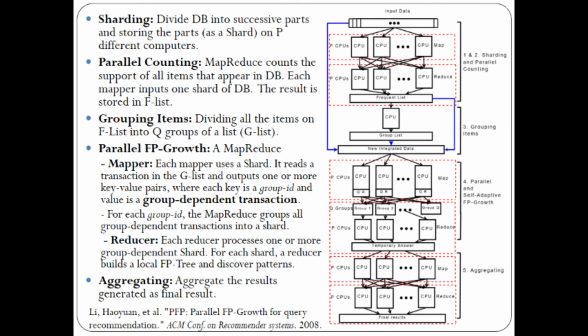And how do you do it? For each shard, each shard is used by a mapper for processing the G list. So the G list is stored in the shard, and this shard is used and processed with key value pairs. In this key value pair, each key represents a group ID. And this group ID is used for the group dependent transactional analysis. And this forms a group dependent transaction.